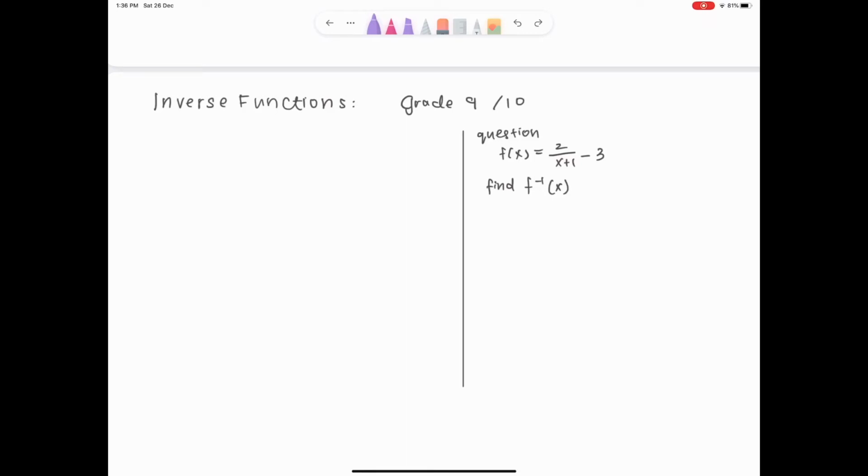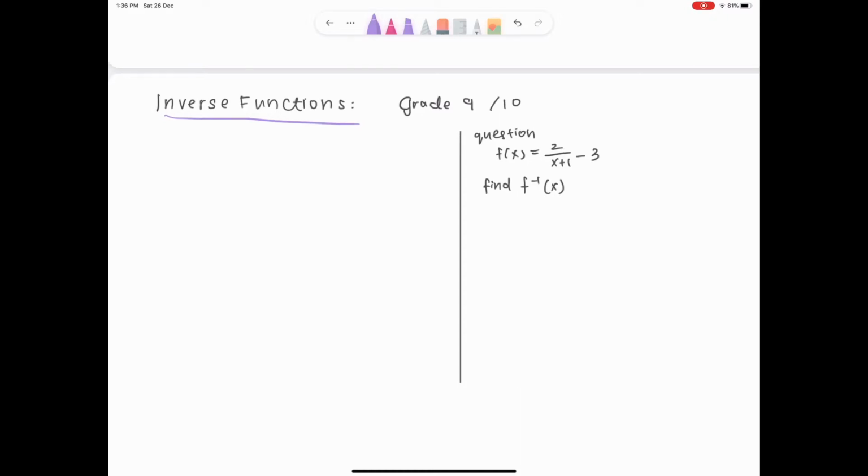Hi, in this video, we're going to be talking about inverse functions for grade 9 and 10 math. So firstly, what is an inverse function? To say it in the most simplistic words, it's like the opposite or the reverse, to get back to the original function. This might sound complicated, so let's think of it graphically.